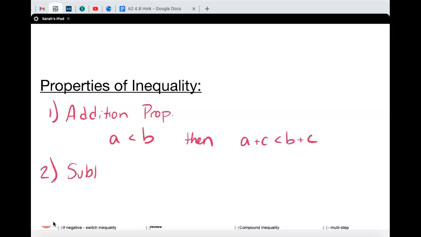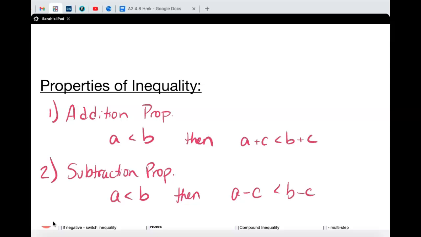Subtraction property works the same way. Same thing, I can have a less than b, and it can be whatever inequality. I can subtract the same amount from both sides. As long as I keep it balanced, doing the same thing on both sides, then I'm good to go. So we're going to solve inequalities by adding or subtracting values to both sides.